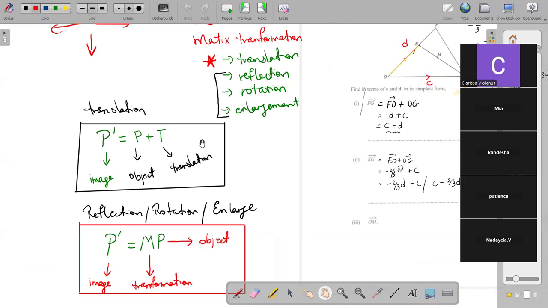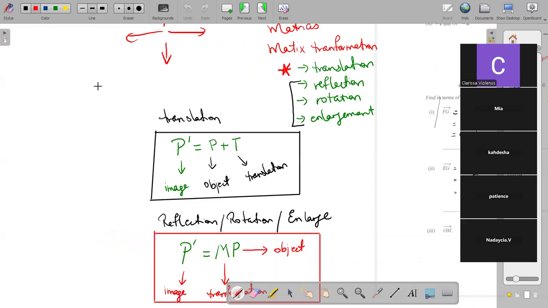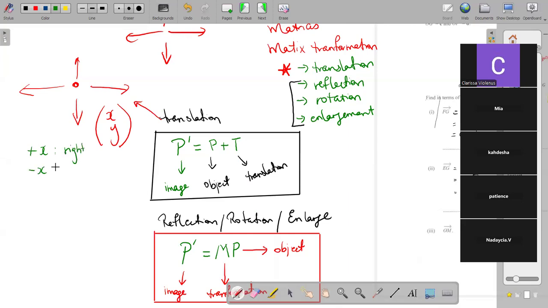All right, so translation is when you have an object and it moves on the graph by either sliding right or left, or goes up or down, right? And it is dictated by a single column matrix where the top number is the X and the bottom number is the Y. So this is the translation I'm representing here. If X is positive, what type of movement is that? That's a right movement. If X is negative, that's a left slide. Then you have a Y movement. If Y is positive, that is up. If Y is negative, that's down.